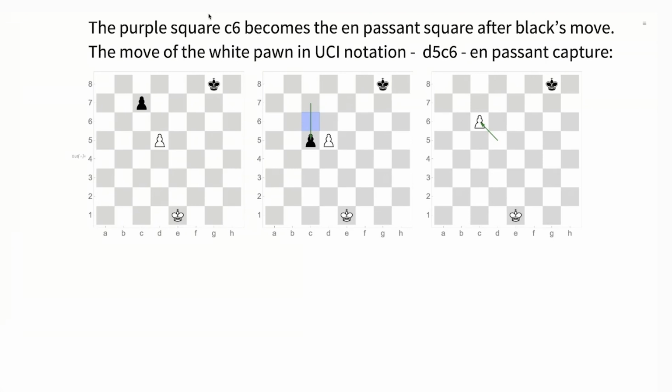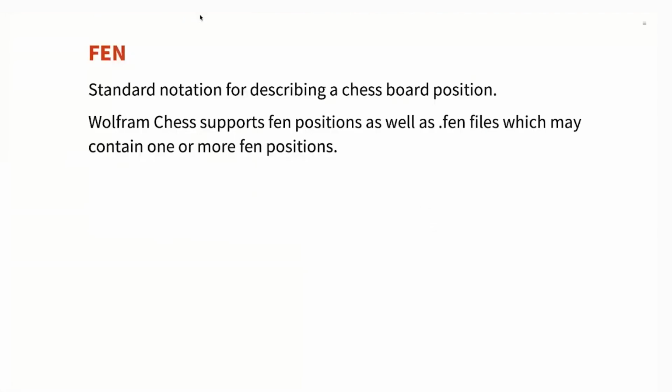And the move of the white pawn in UCI notation is D5C6, as if the black pawn was actually at C6 and is being captured. So now, of course, it's gone. That's the en passant capture, not known perhaps by all casual players, but good to know, especially when dealing with computer chess. Let's move now into FEN.